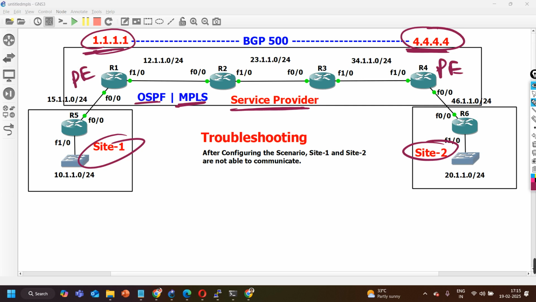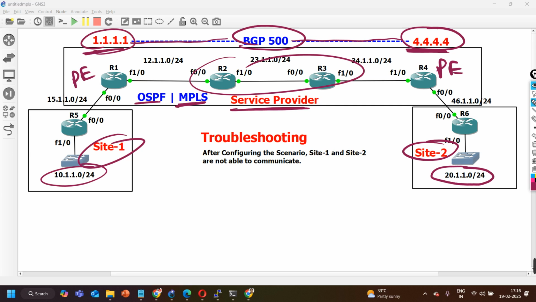And to exchange customer prefixes, like customer side 1 LAN prefix 10.1.1.0/24 to side 2, and side 2 prefix 20.1.1.0/24 to side 1, we have a BGP session between 1.1.1.1 and 4.4.4.4. In the service provider network, I am running BGP AS number 500, but BGP is only running on router 1 and router 4, right? We don't want to inject customer prefixes in the routing table of router 2 and router 3.